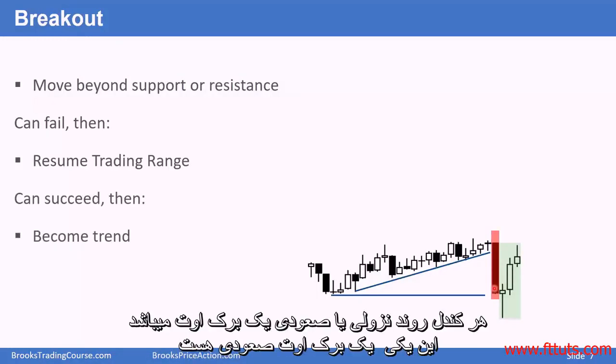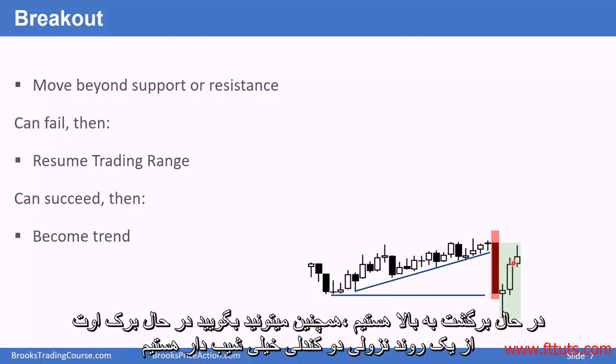Every bear trend bar is a breakout. Every bull trend bar is a breakout. It's a bull breakout. We're reversing up. You can also say that we're breaking out of a very steep 2-bar bear trend.